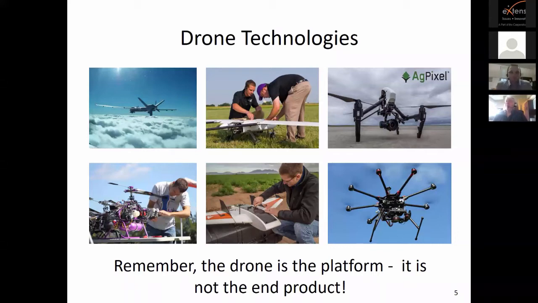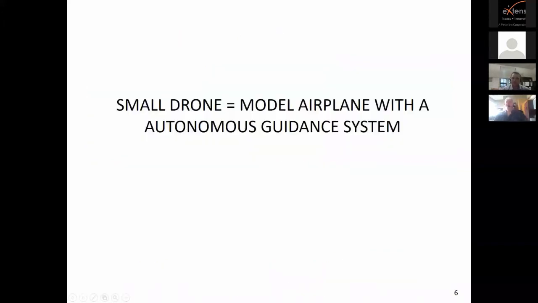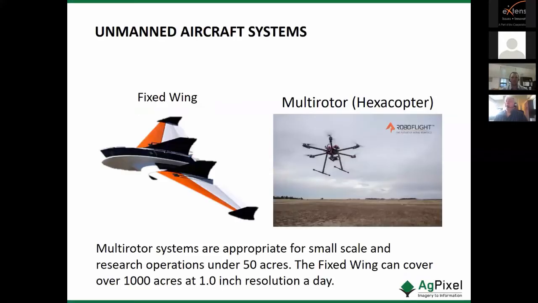Here I'm working on different types of drones, and I'll explain the different types in just a second, and the advantages and disadvantages. A small drone that weighs under 55 pounds is really a model airplane with an autonomous guidance system. So the basic difference between it and a model airplane is it does have autonomous flight capability.